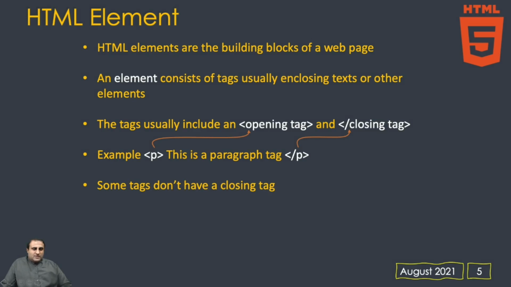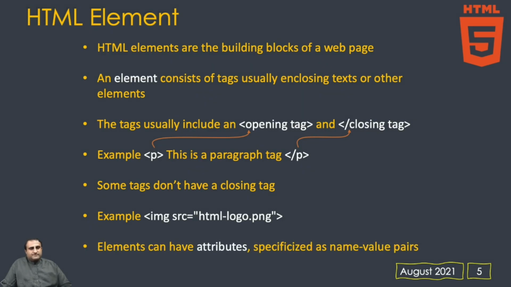Some tags also don't have a closing tag. For example, images don't have a closing tag, so it has only one tag. Some elements or tags can also have attributes, and these are specified by name value pairs. So for example, in the image tag above, we have src, that is the attribute, and we have the HTML value.